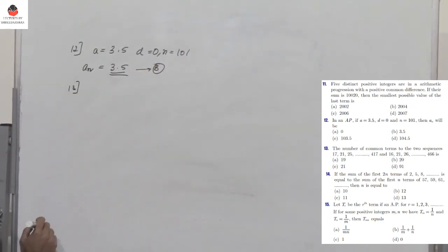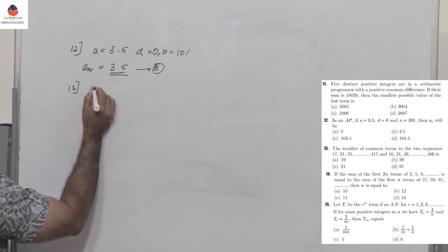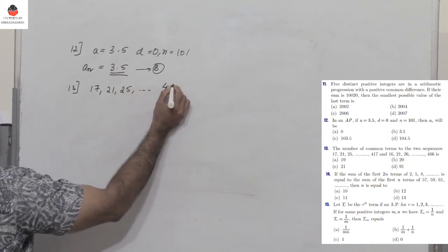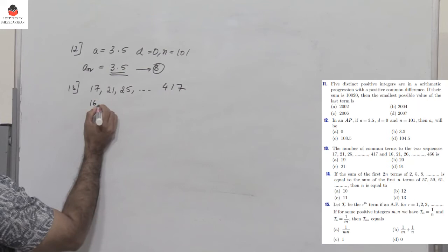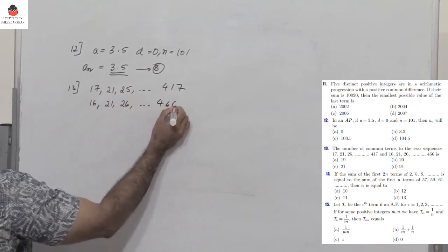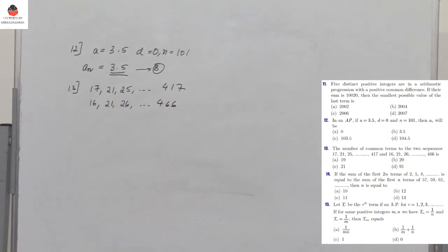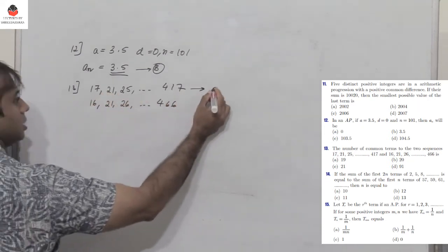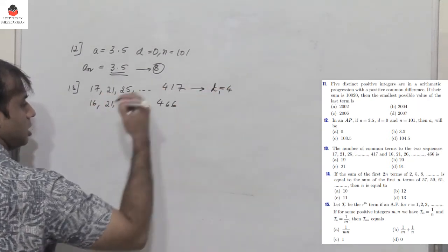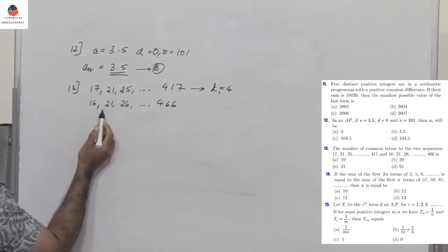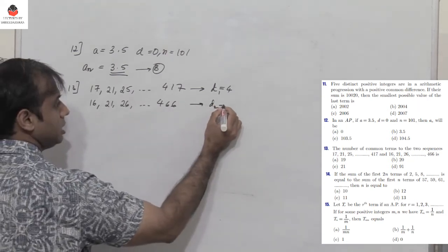The number of common terms to the two sequences is, so we have two sequences 17, 21, 25 up to 417, and then you have 16, 21, 26 up to 466. All right, so here in the first sequence, what is the common difference? The common difference d is 4. So let me call this as d1. And here, what is the common difference? The common difference is 5. So let me call this as d2, which is 5.